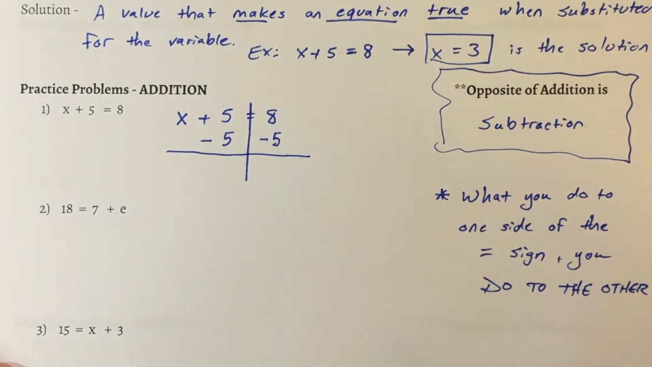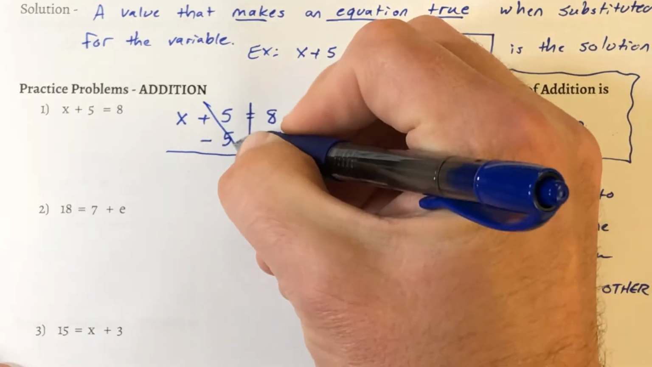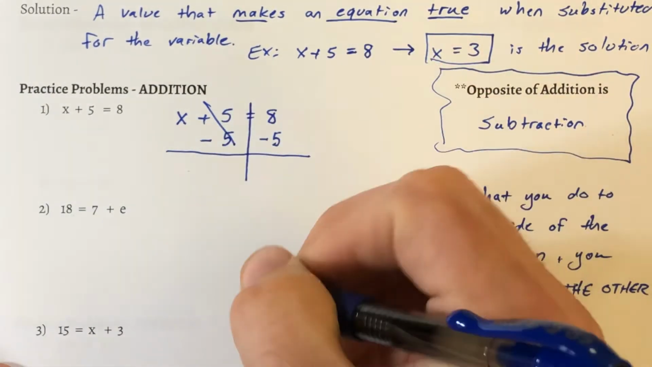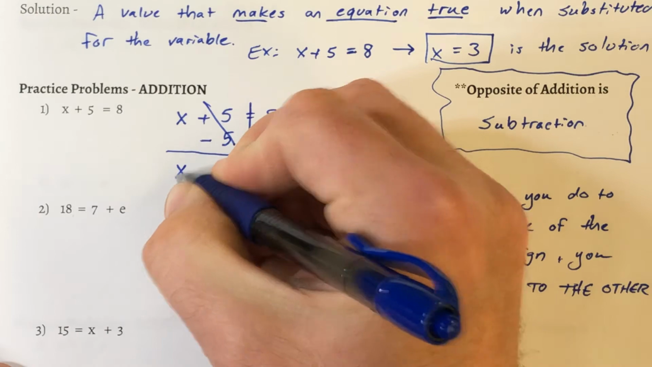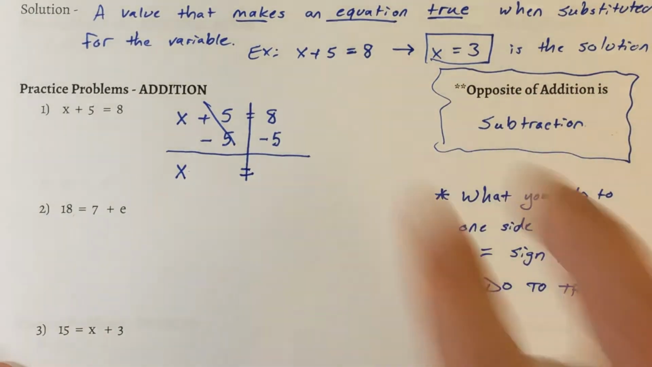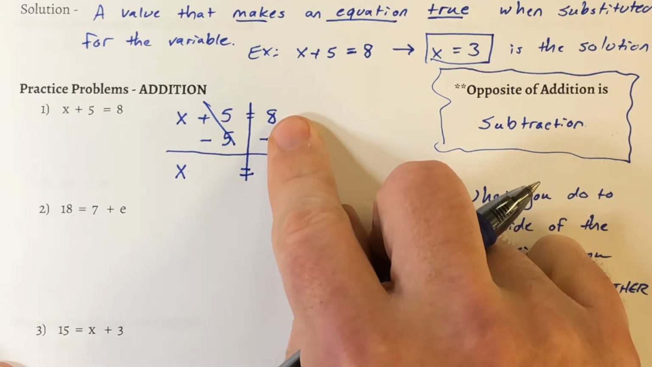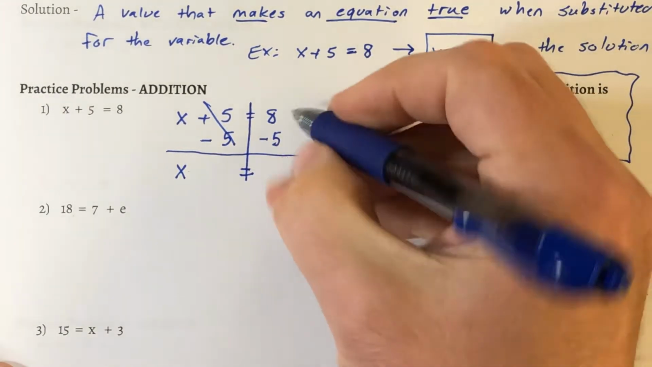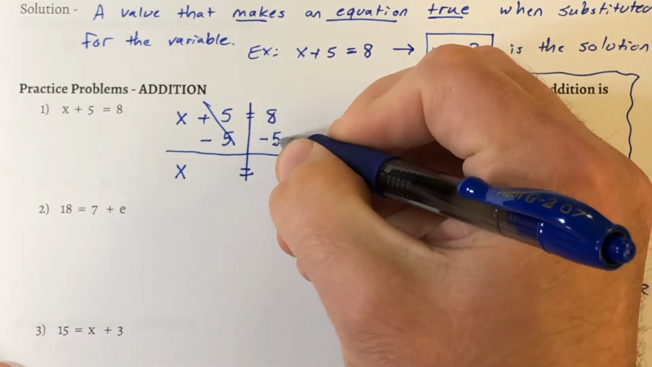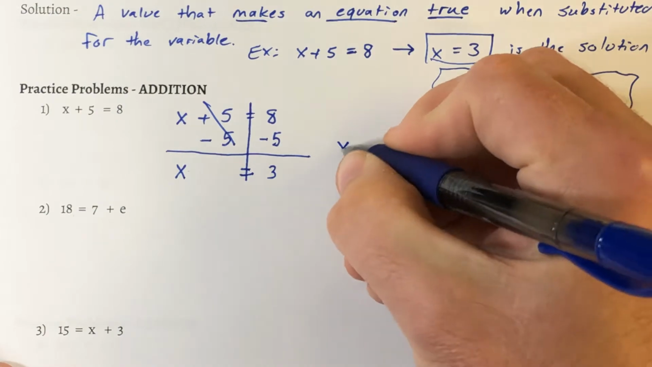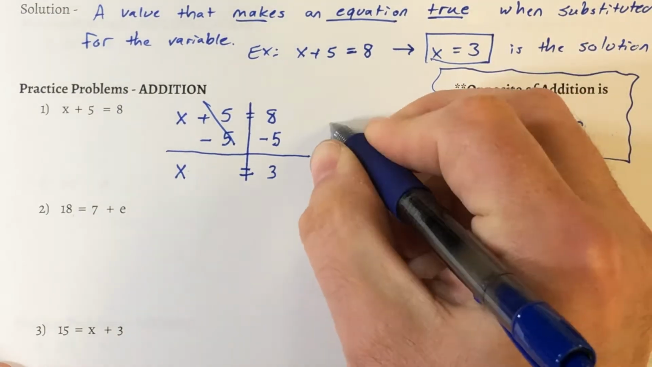Now what's going to happen when you do the opposite? Things cancel out. So when I subtract 5 from that positive 5, x is left all by itself, exactly what I wanted to happen. Now, what happens on the other side is going to get me my solution, if it's a one-step equation like this. So 8 minus 5, we're going to get 3. So our solution is x equals 3.